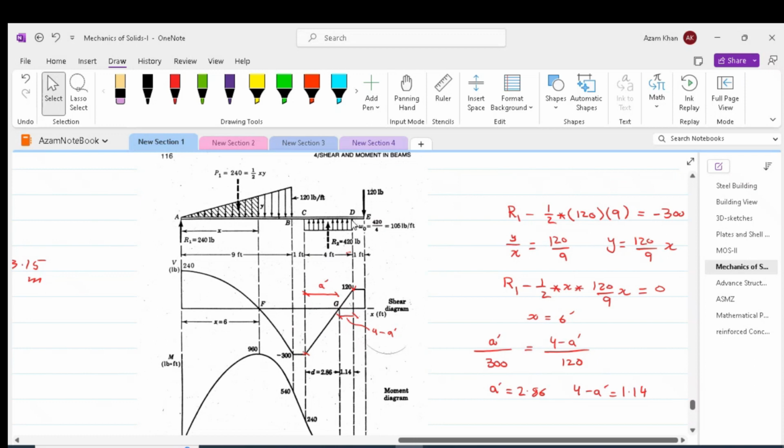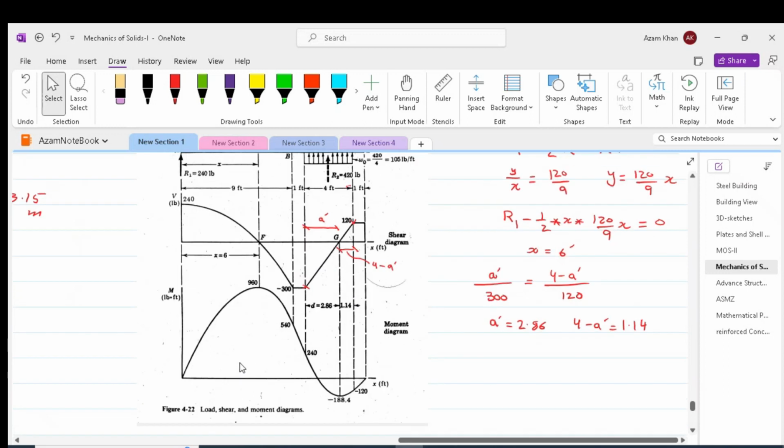feet. In the segment DE, again there is no load within the span, so 120 will stay constant. At point E, there is a 120-pound load applied, which will bring this positive 120 to 0. Thus, our shear force diagram is closed. Now let us see how the bending moment diagram can be drawn.